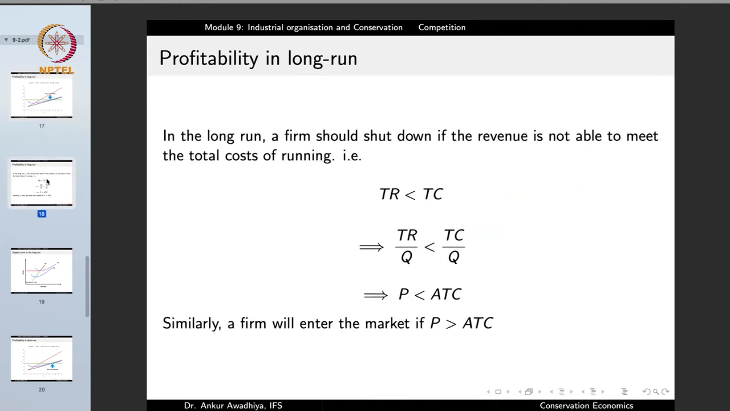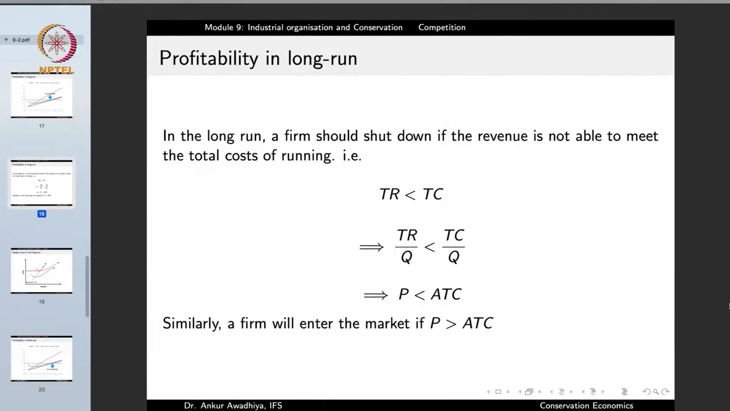So in the long run, a firm should shut down if the revenue is not able to meet the total cost of running. Because here again, the firm is making decisions based on rational decision making. And if the revenue is not able to meet the cost of production, then the firm should shut down. So in this case, what we are saying is that the firm should shut down when the total revenue is less than the total cost, or TR is less than TC.